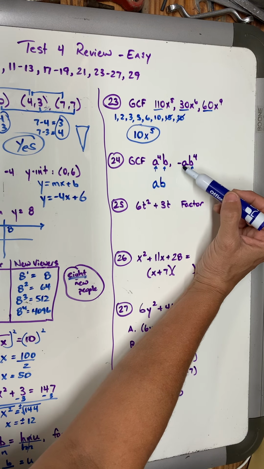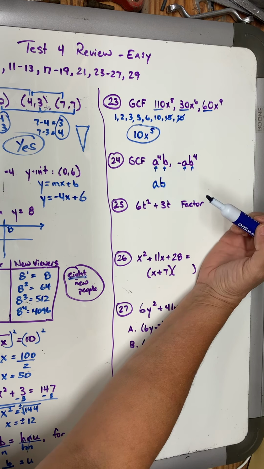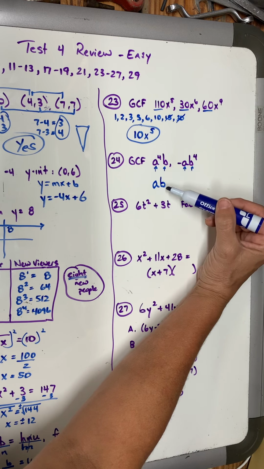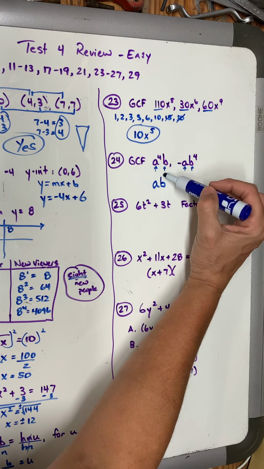If they had asked for the negative greatest common factor, I would put a negative, but they did not. So I would always assume if they don't say negative that they want the positive of the greatest common factor. So that is my answer, ab.